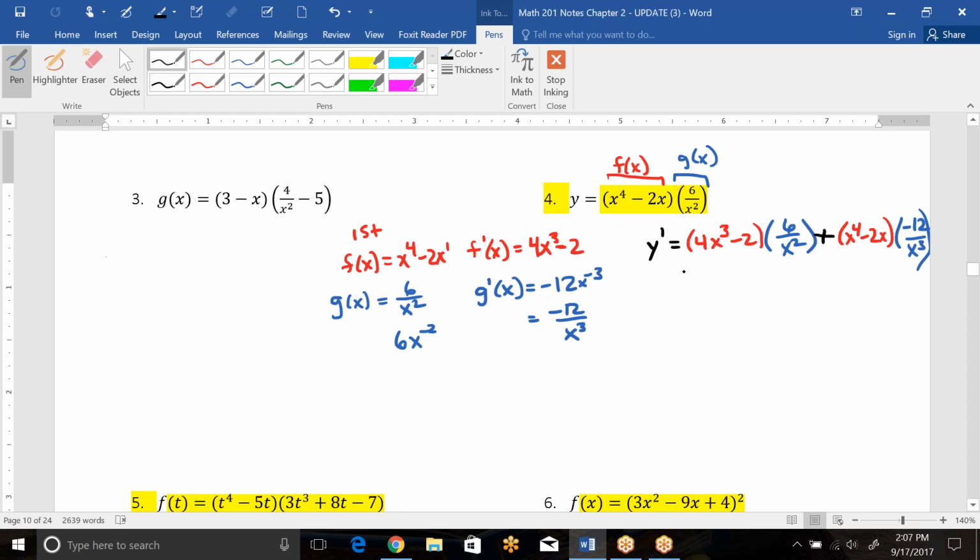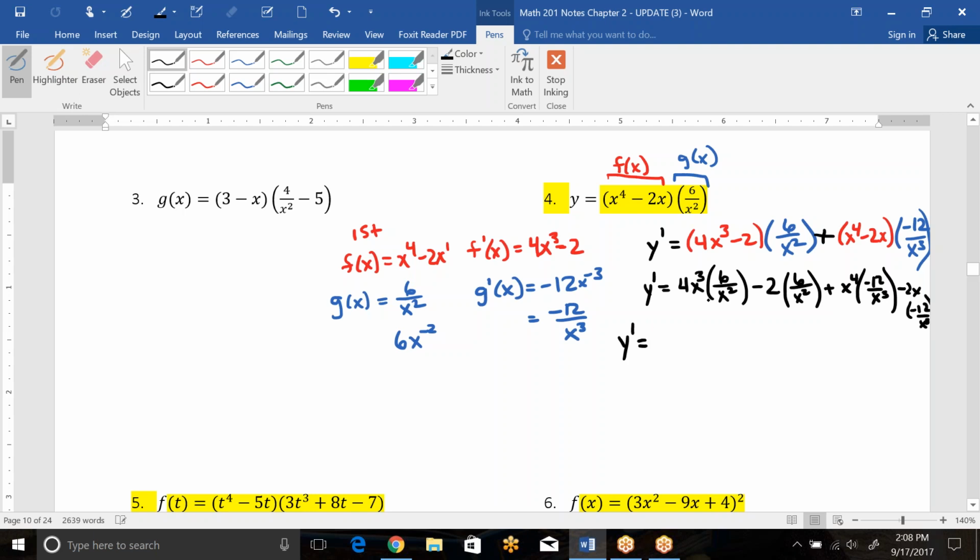So for this, if you think about it, you can write it out long ways if you need to. Sometimes that's more helpful for people. If you distribute this, this would be a 6 over x squared times the first term and a 6 over x squared times the second term. For this one, we have the x to the fourth minus 2x. Well, let's write it in two pieces. Let's do the x to the fourth times the negative 12 over x cubed, and then the minus 2x times the negative 12 over x cubed. I'm running out of room right there. Okay, so let's just see if we can walk through this.